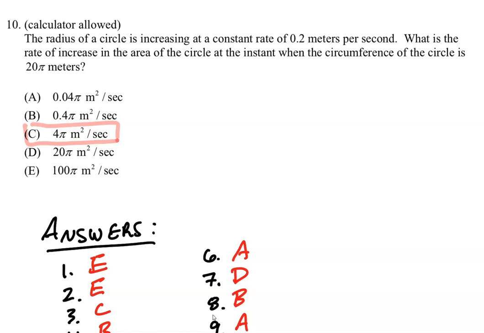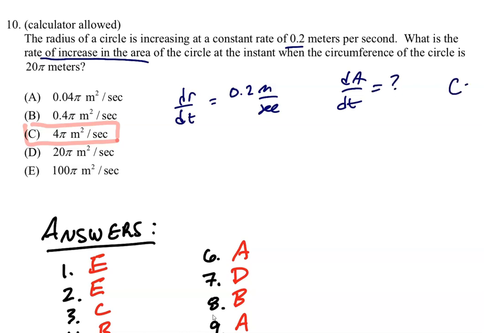We got this. The radius is increasing at a constant rate. dr/dt is 0.2 meters per second. Oh, I'm on number 10. What is the rate of increase of the area? What's dA/dt when the circumference is 20 pi?